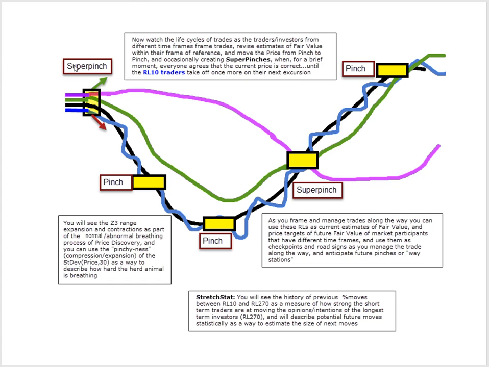The super pinch occurs when, in addition to the pinched range of price, we actually have the four RLs, the four regression lines of interest, the RL10, the 30, the 90, the 270, also within that tightly compressed, pinched range. And so, in addition to a minimization of variation, we also have agreement across four time frames that we are currently trading at fair value. That's an unusual condition and one that cannot remain in place forever.